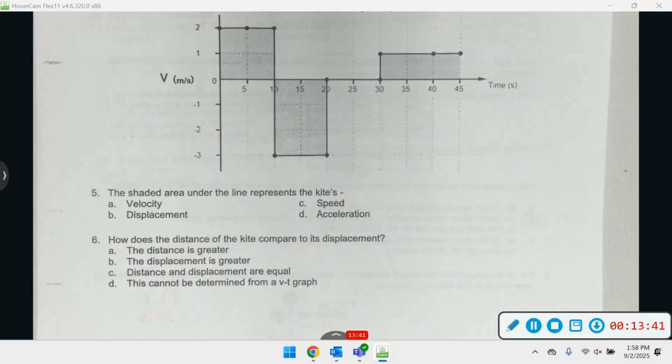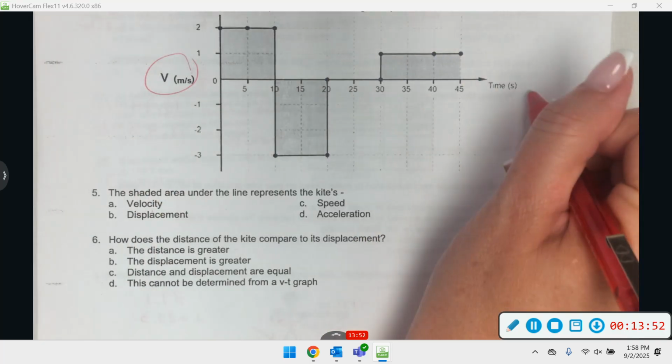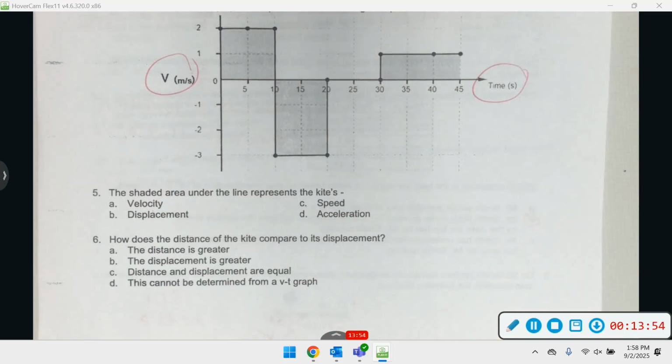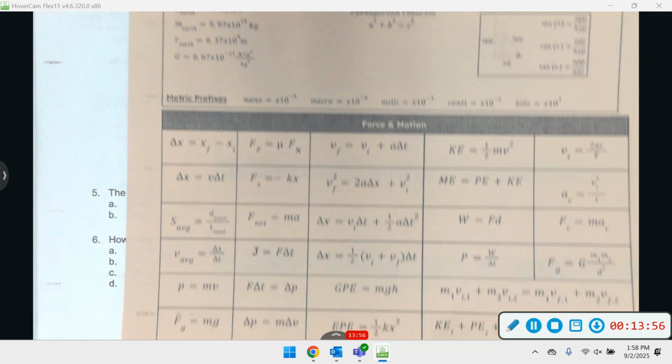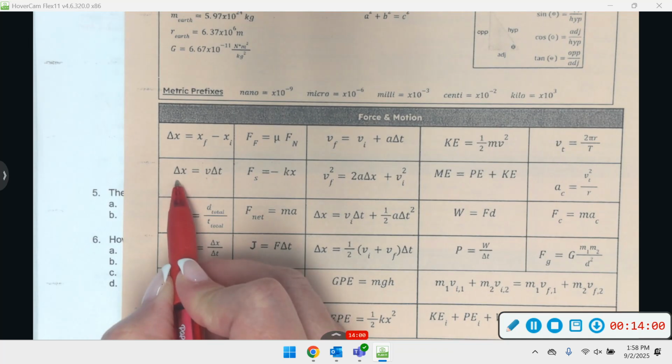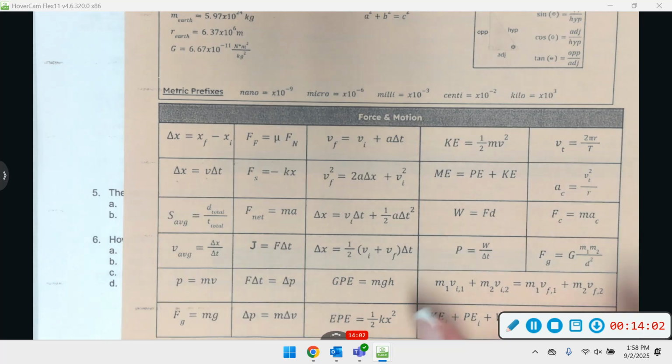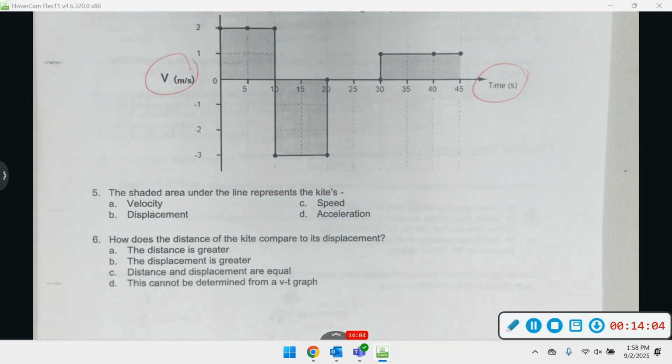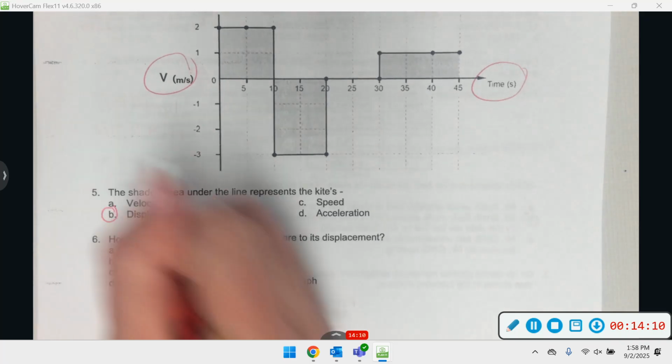Okay, so the shaded area under the curve or line, what does it represent? And if you recall, anytime we find area, we are multiplying our axes. V times t. Guys, that's the equation right here, V times t. That is the equation for displacement. You can see it on your formula chart. Or maybe you remembered it from our notes, because I told you in class the area under a VT graph is displacement. The answer to 5 should be B.